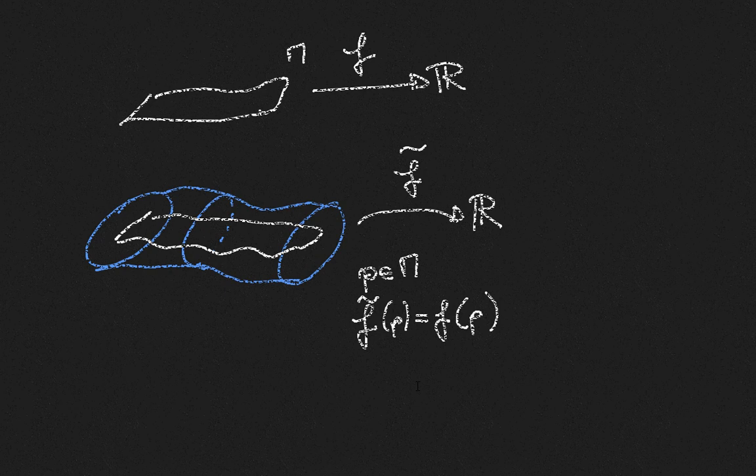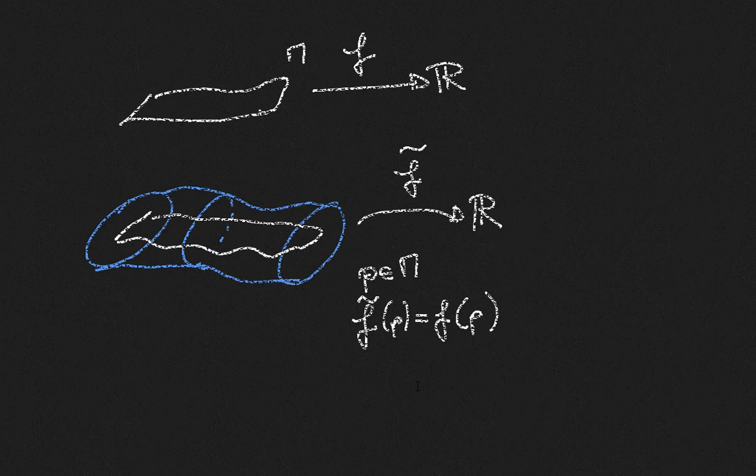Now, you can extend the function in a lot of ways. f tilde can be defined in infinitely many ways. So the gradient of f tilde, even at the points of M, can be whatever you want, more or less. What's fixed? Well, if you project this gradient of any extension on the tangent space of M, you have the gradient of f.